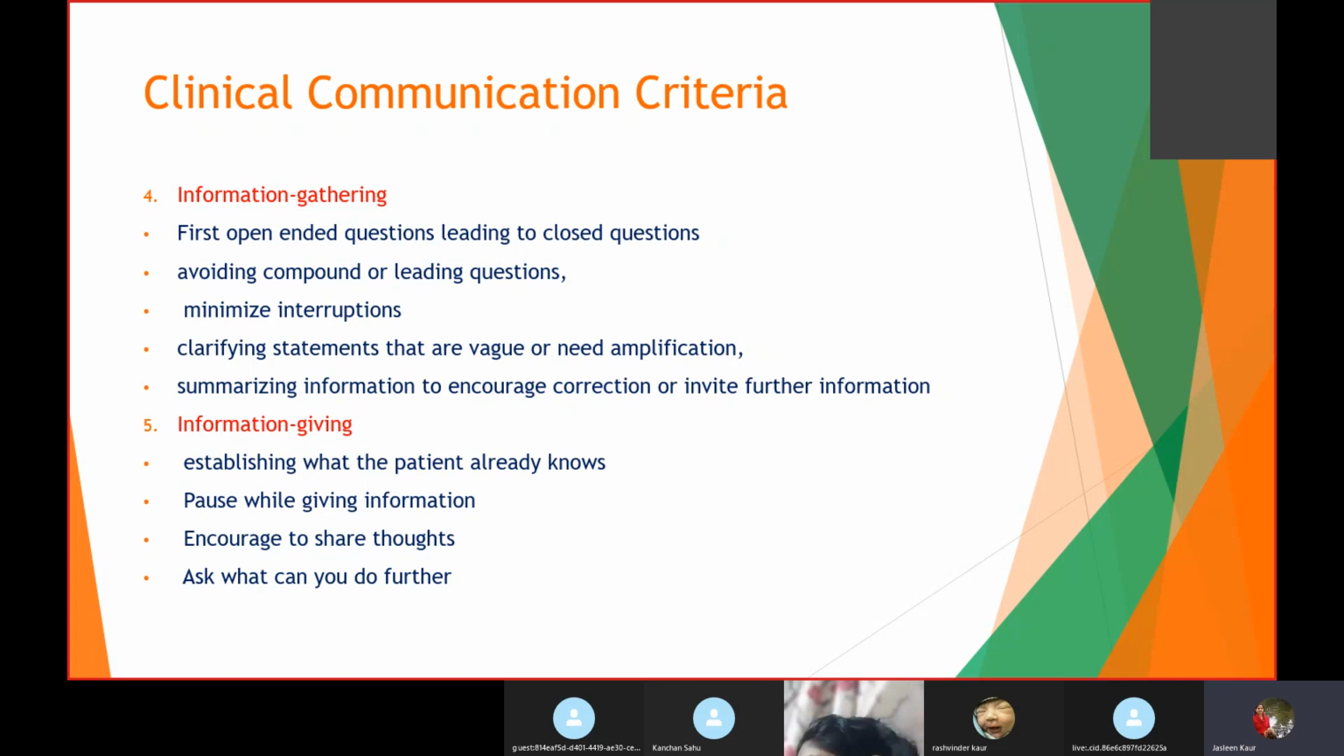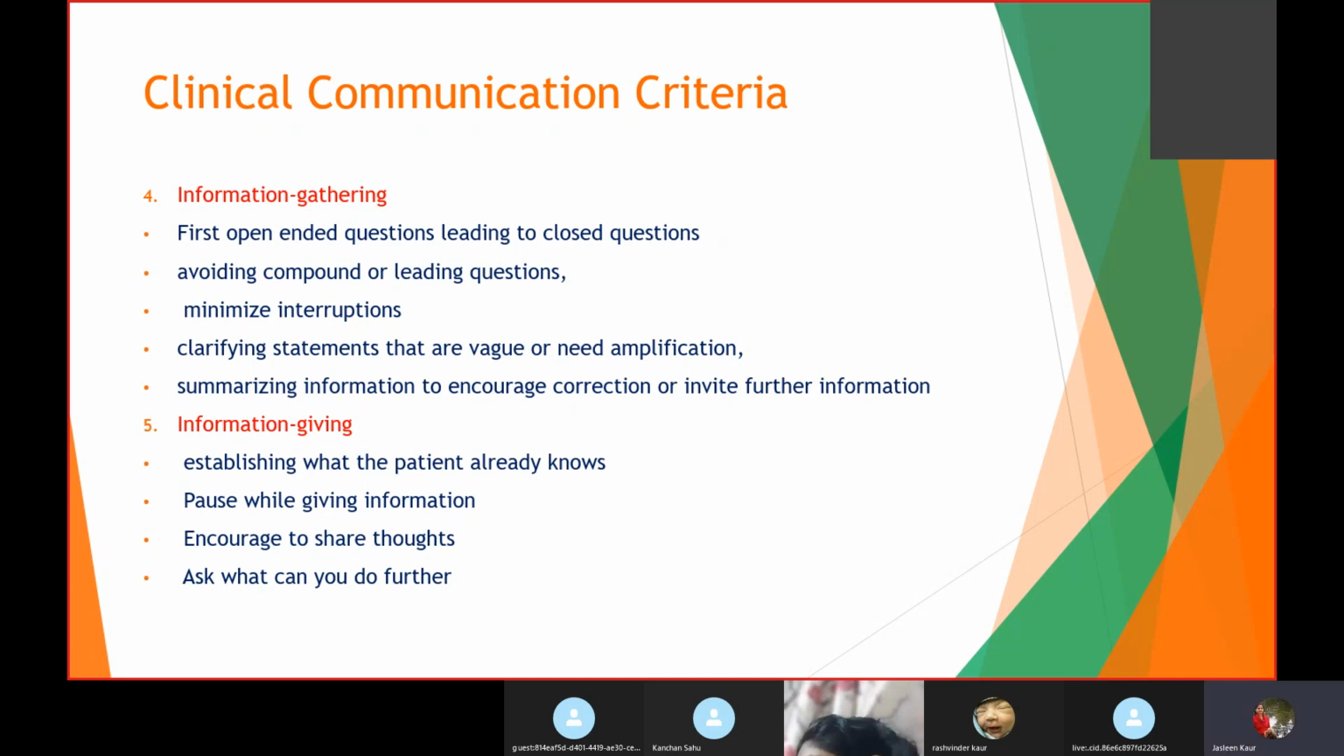This is a pause. Why am I giving a pause? Because I want the patient to retain that information. And then after giving a pause for a few seconds, 1, 2, 3, you can ask, is that clear? Do you understand? Ask these kinds of things to confirm the patient has understood what you told.